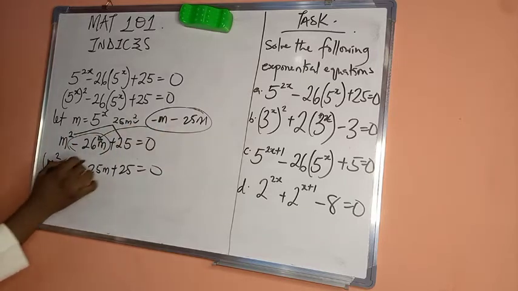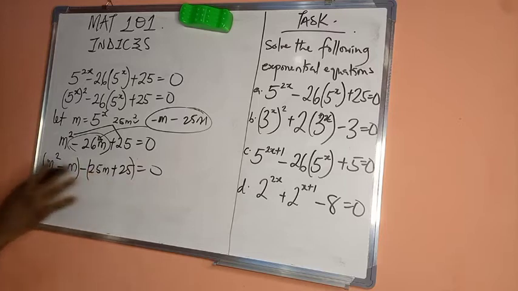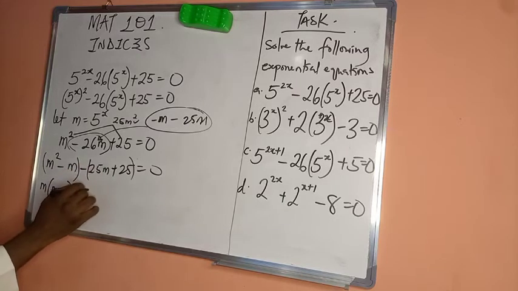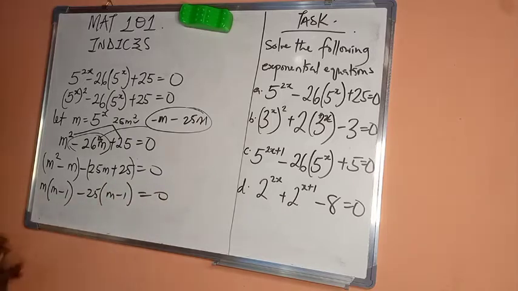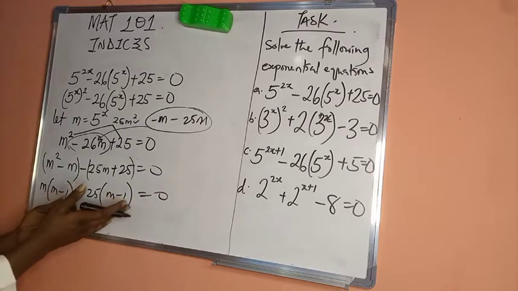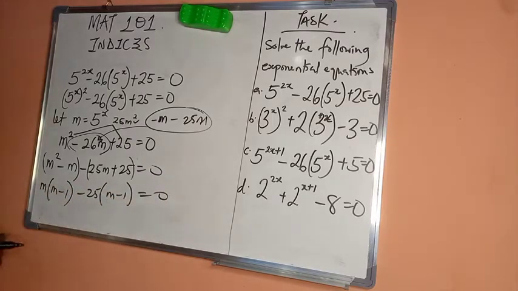So what do you do? Group them in twos, leaving the middle sign. So what's common here? m into bracket m minus 1. And what's common here? We have 25 into bracket m minus 1. Note, what's in the first bracket must be what will be in the second bracket. That's a must, okay? If it's not, that means you're missing it somewhere, so you just have to go back and see where you're missing it, okay?